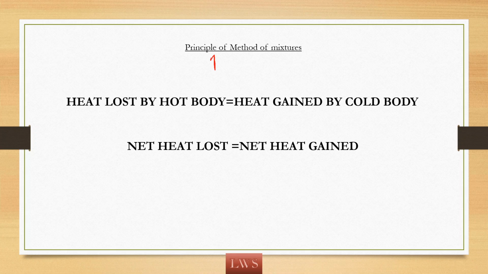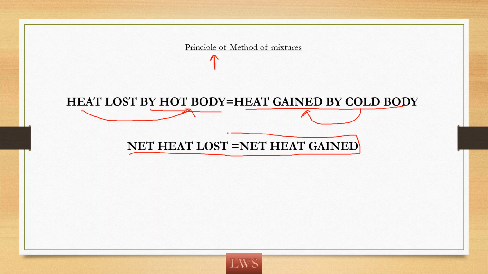So what is this principle of method of mixture saying? That whenever we are mixing two bodies, in those two bodies, the hot body loses the heat energy, the cool body gains the heat energy, and the heat lost by hot body is nothing but the heat gained by the cool body. So in other words, we can say it as net heat lost equals net heat gained. Very important principle. What is this principle of method of mixtures? Net heat lost equals net heat gained.